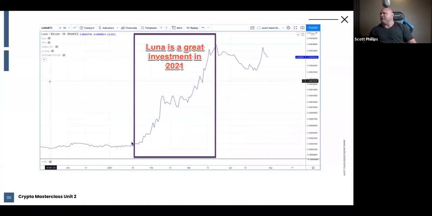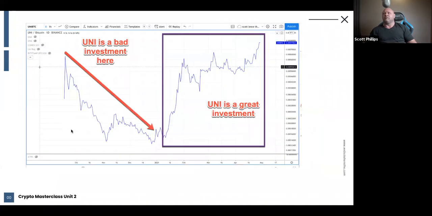And then in 2021, it goes from those roughly 2,000 Satoshis up to 18,000 Satoshis. So it goes down 70% and then up 900% and then goes back down 30%. So it's been a great investment in 2021, but a shit investment in 2020. Let's look at another one.